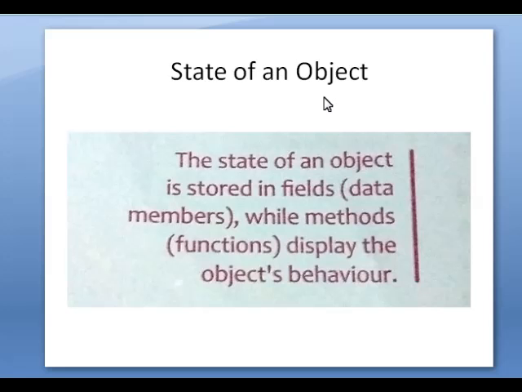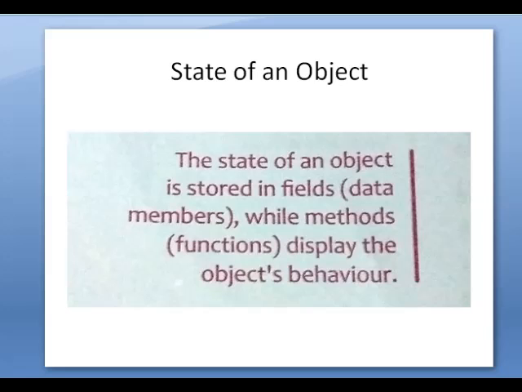Now, what is the state of an object? The state of an object is stored in fields, data members. So the state of an object is stored in some fields, and these fields are called data members, while methods, meaning functions, display the object's behavior.